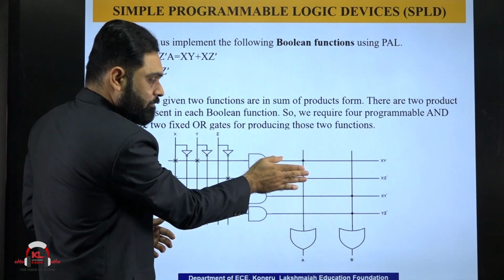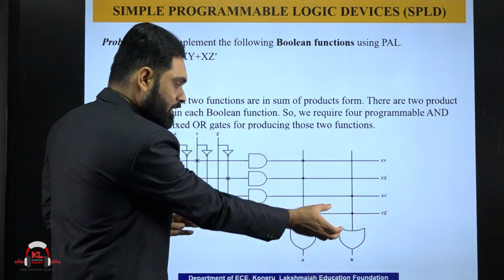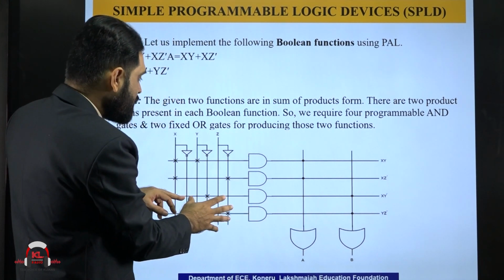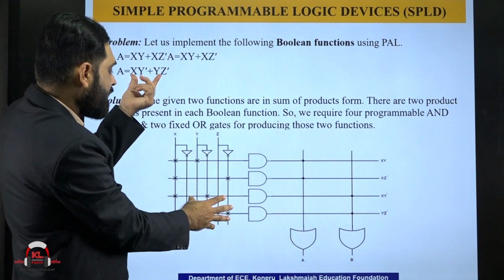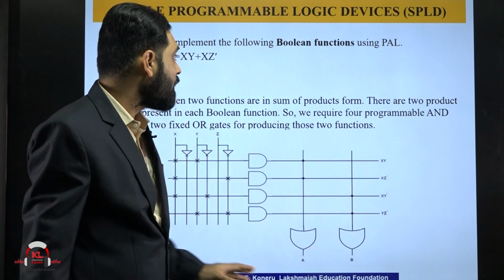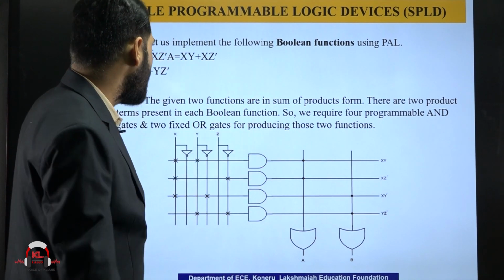This is fixed. And whatever logic you want to implement here, you have to get from these two AND gates only. That is why these two AND gates are taken for this particular expression, and these two AND gates are taken for this expression. So this is the way of constructing a particular logic using PAL.